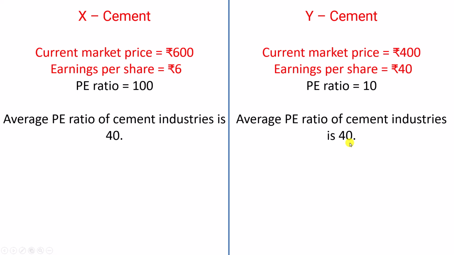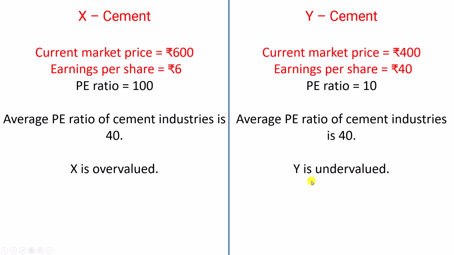We have something called sector PE, which is nothing but the average PE ratio of that particular sector. So here I am taking, for example, the cement sector, cement companies, correct? So let us say that the average is 40. Alright. Now, when you compare the average PE ratio with the PE ratio of the company, you can see that company X is overvalued. Why is it overvalued? Because the PE ratio of company X is higher than the average PE ratio of cement industries.